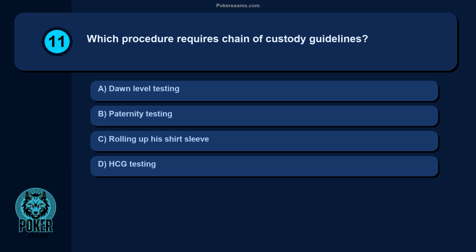Question 11. Which procedure requires chain of custody guidelines? Dawn level testing. Paternity testing. Rolling up his shirt sleeve. HCG testing.